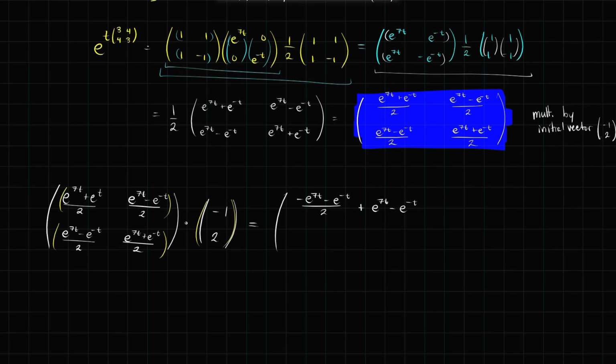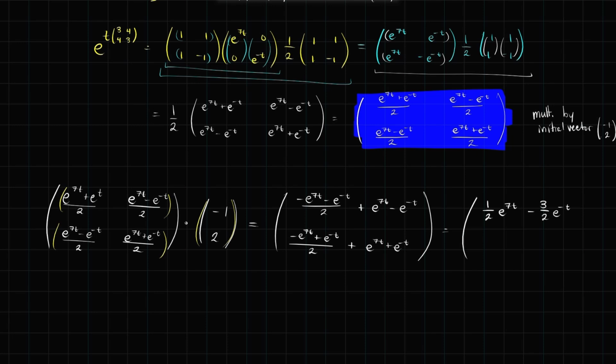I have negative copies of the first, so negative e to the 7t plus e to the -t all over 2, plus 2 copies of the second. The 2's cancel. I have e to the 7t plus e to the -t. I can go ahead and simplify. Looks like I have a positive one copy of e to the 7t and a -1/2 copies of that. So I have an overall 1/2 copies of e to the 7t, and I have -1/2 copy e to the minus t and another negative. So I have 3/2 copies of e to the minus t.